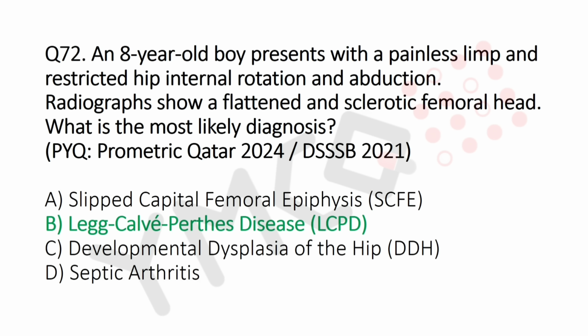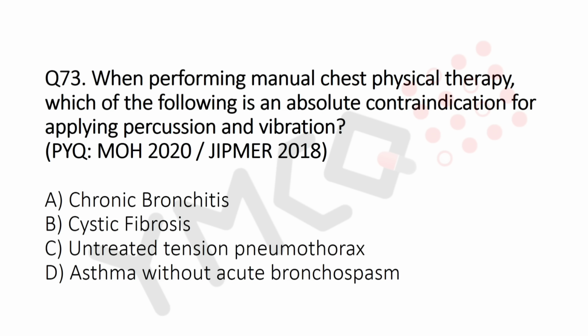Okay. Now let's move to question number 73. When performing manual chest physical therapy, which of the following is the absolute contraindication for applying percussion and vibration? Option A, chronic bronchitis. Option B, cystic fibrosis. Option C, untreated tension pneumothorax. Option D, asthma without acute bronchospasm.